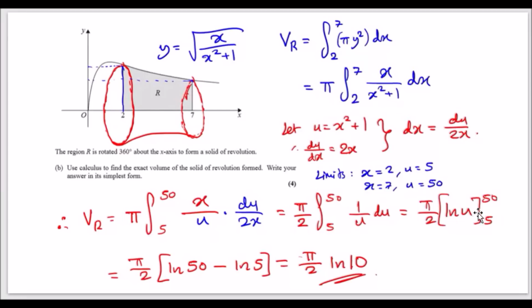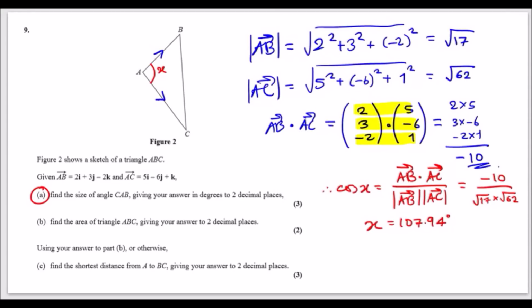Now you just plug in the values of 50 and 5, so it looks like this. Simplify this inside: you're subtracting the logs, so you have to divide the inside. So 50 over 5 is 10. Voila, easy. Okay guys, number 9.